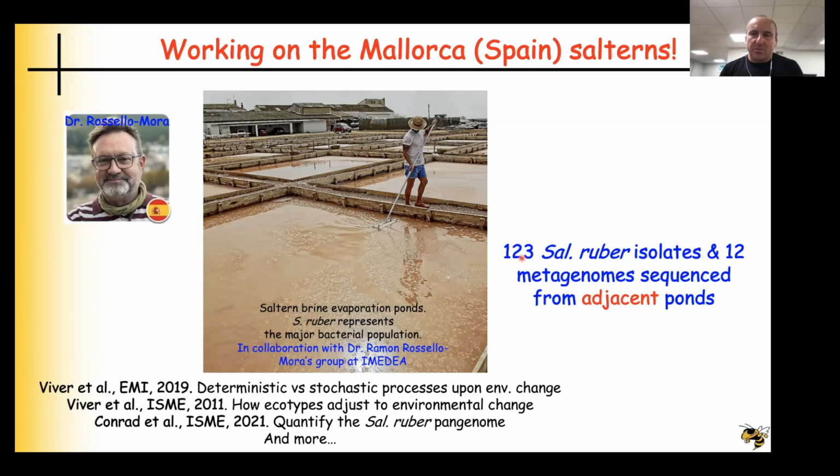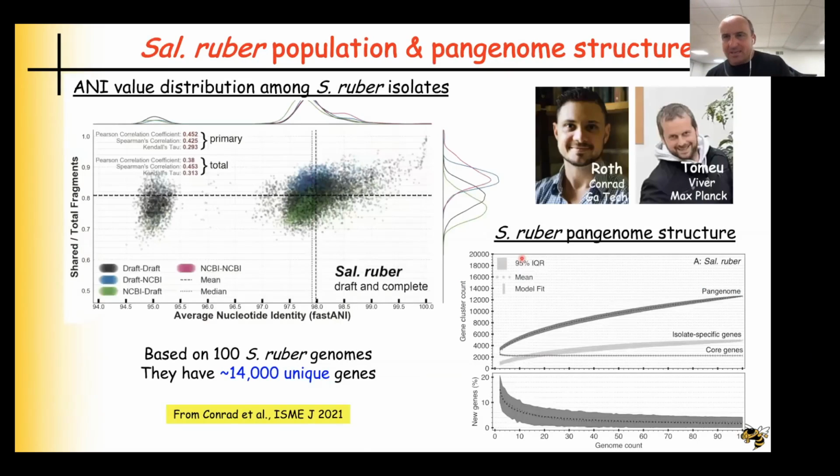And what we are trying to understand is what is the diversity of these genomes, how it is affecting the population, the function of the population as the conditions change, salinity and light primarily, and so on. So with the help of 2 great graduate students, Roth Conrad at Georgia Tech and Tomeu Viver in Mallorca. Tomeu is now a postdoc at Max Planck. We analyzed these genomes. What we found was it has a very interesting structure.